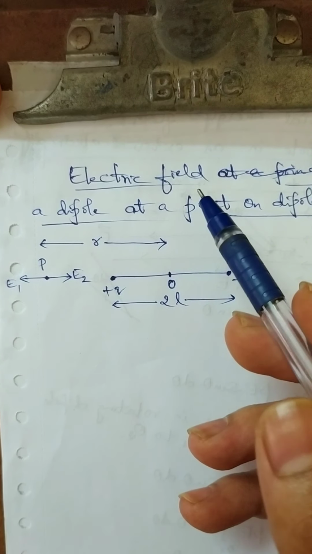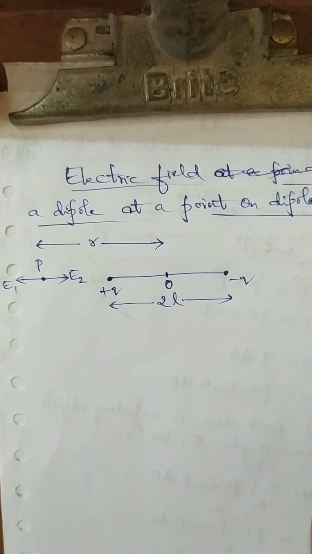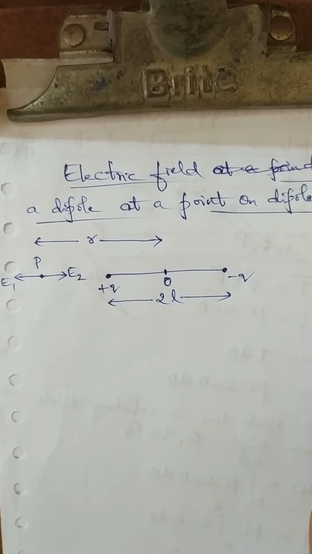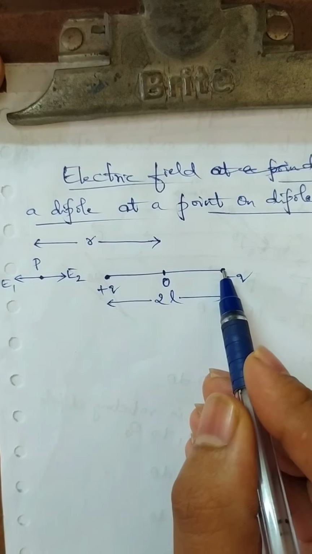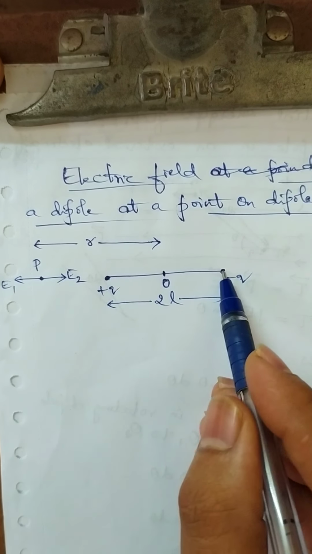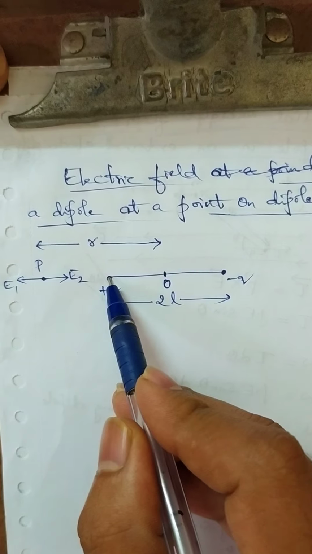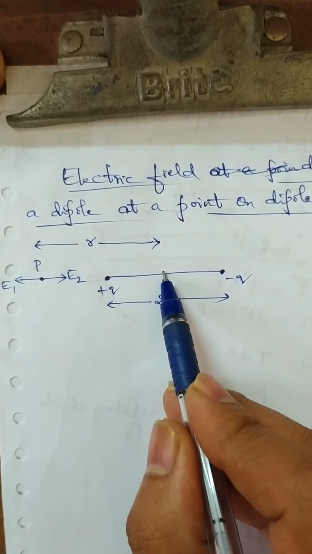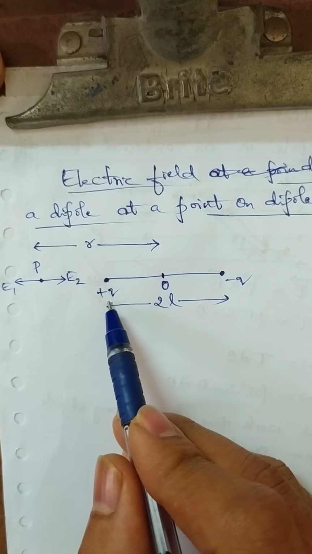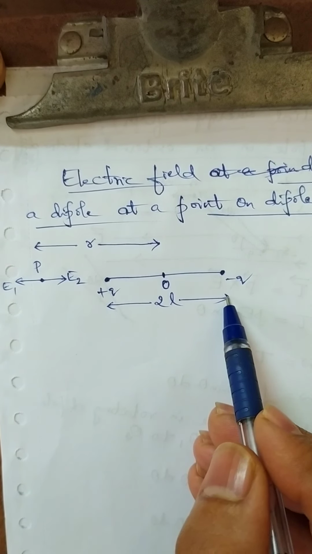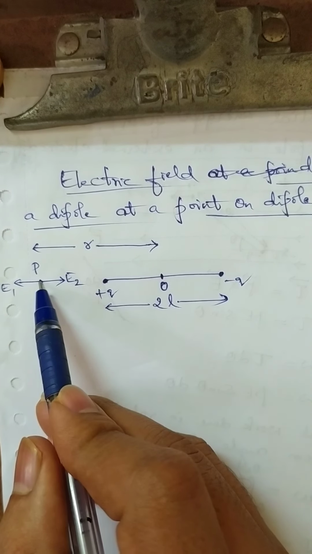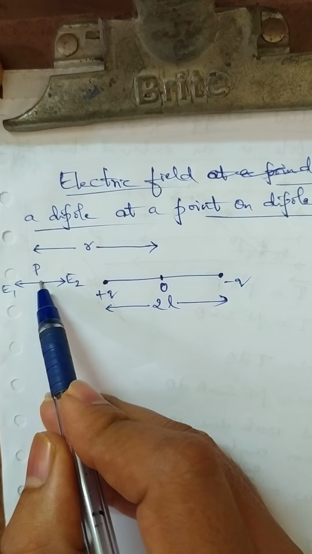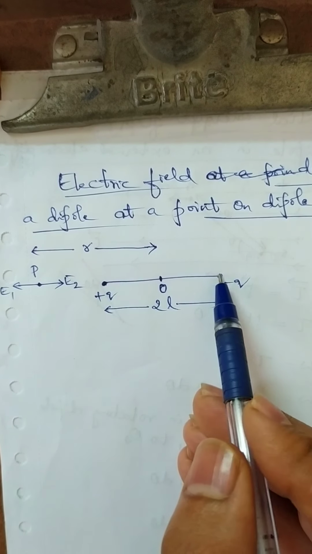This derivation is about the electric field due to a dipole at a point on the dipole axis. As you know, we have two equal and opposite charges, plus charge q and minus charge q. This is the center of the dipole, represented by O, and the distance between the charges is 2l. P is the point where we need to find the electric field, both due to the plus charge and the minus charge.